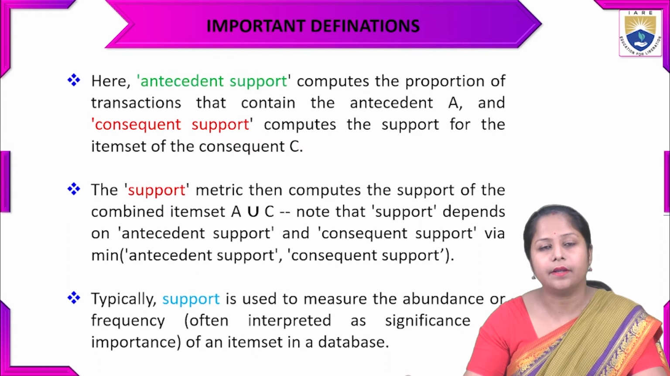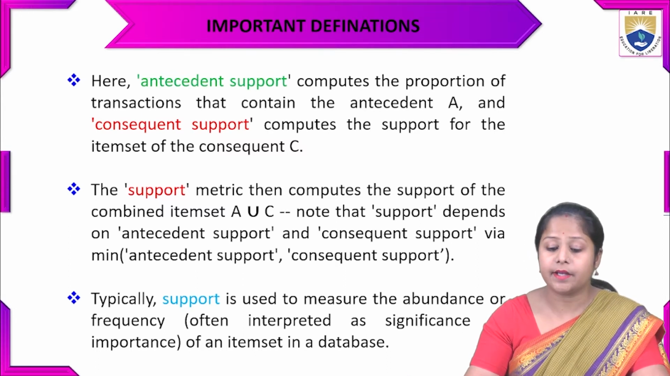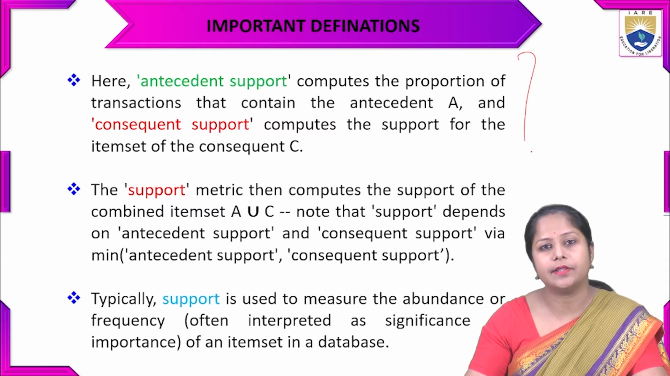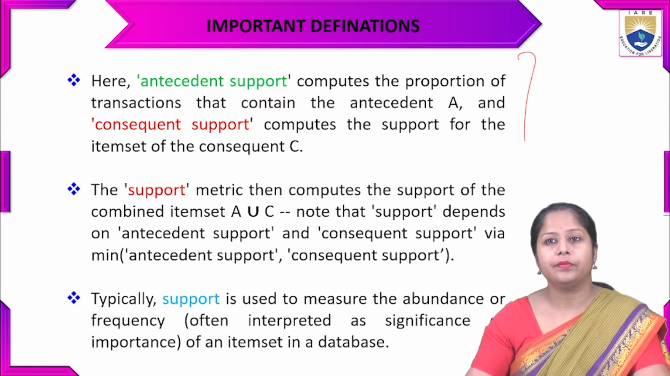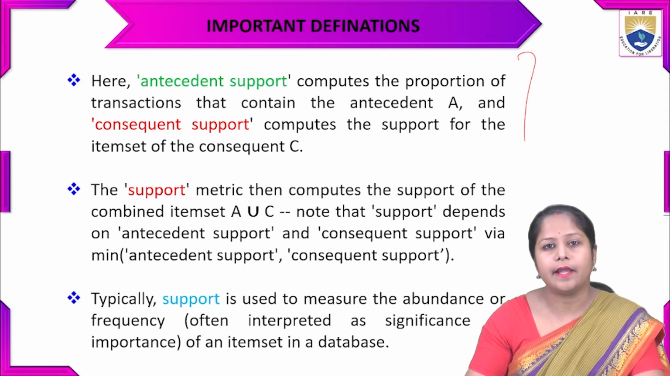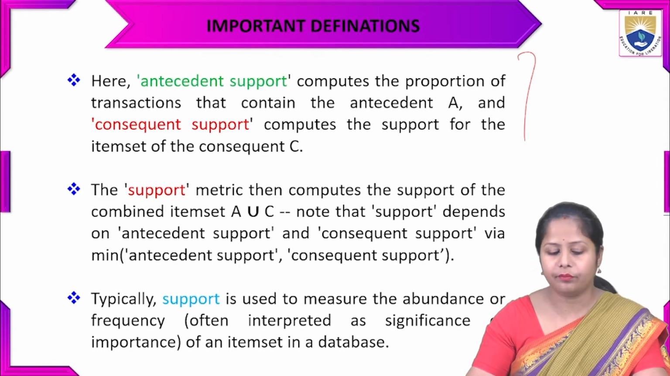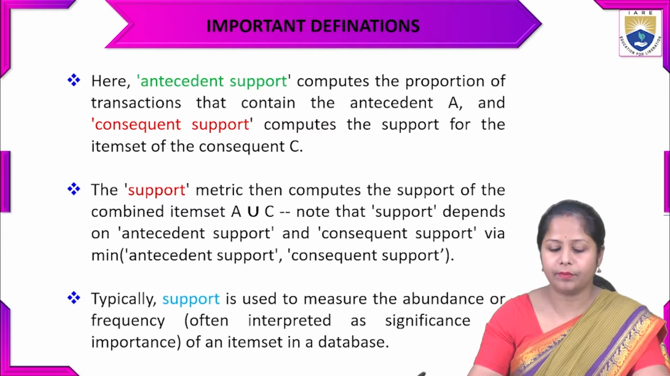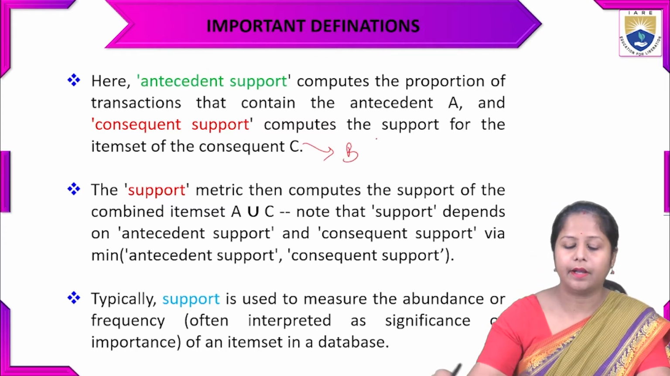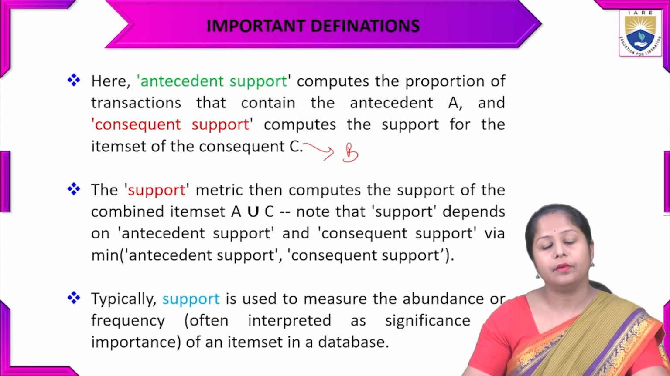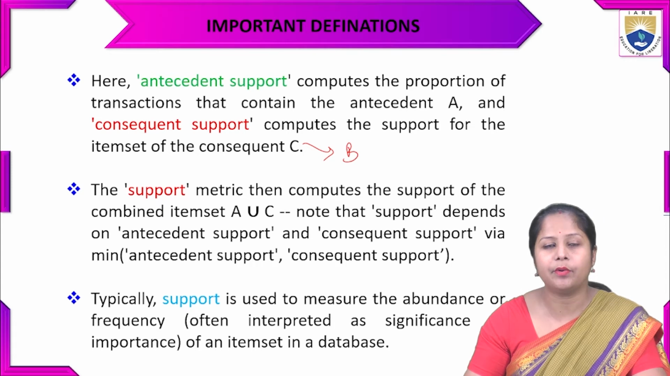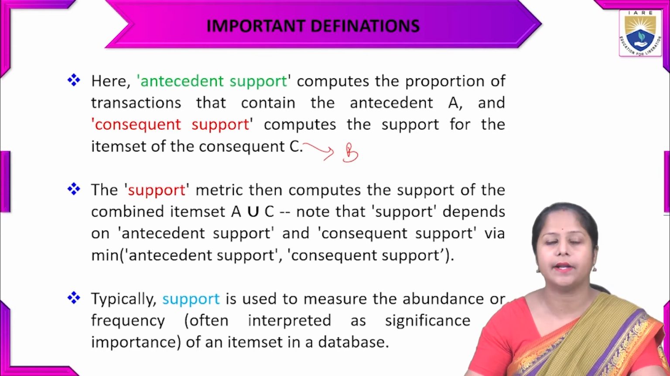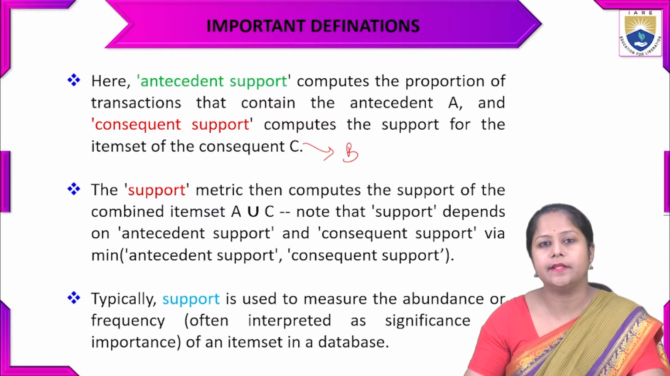Here we have seen antecedent support. It computes the proportion of transactions that contain the antecedent A. Consequent support computes the support for the item set of the consequent C. Here we have taken B, so we will write it as consequent B. So antecedent support is nothing but the proportion of transactions that contain the antecedent A.